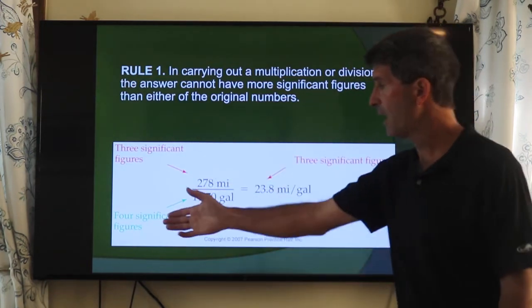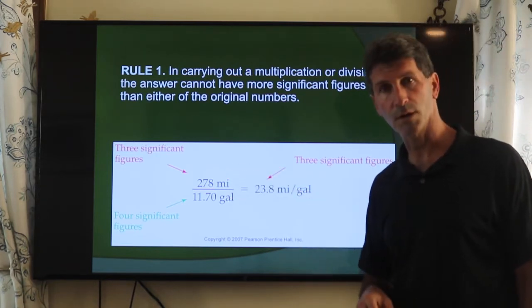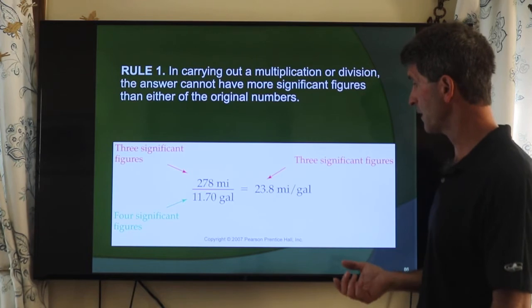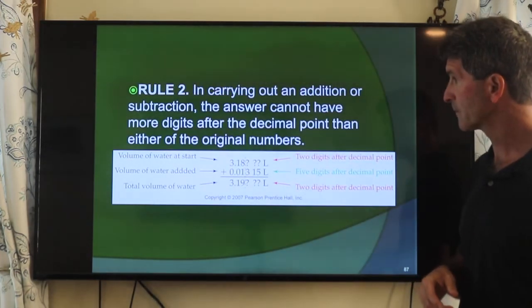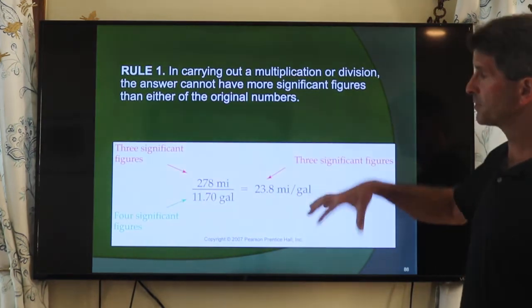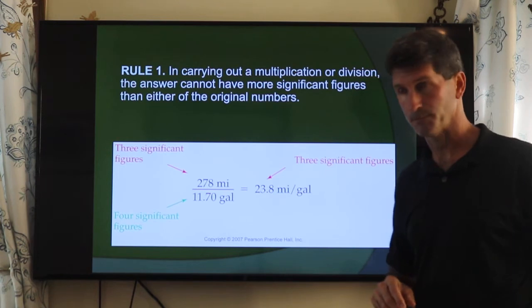It doesn't matter if I have 100 significant figures. Okay? That 3 is the worst precision. So therefore, my answer will also have 3 significant figures. Now that's a rule for division and multiplication. What about for addition and subtraction?